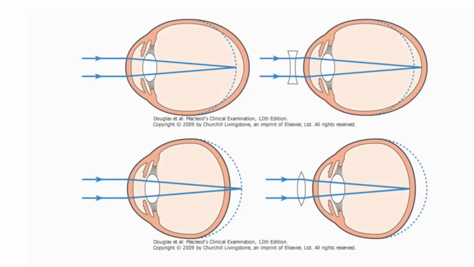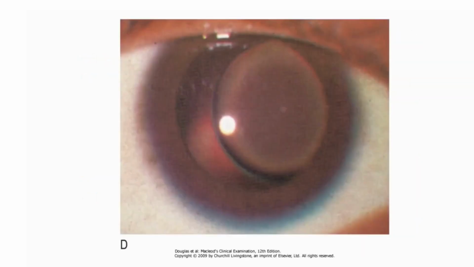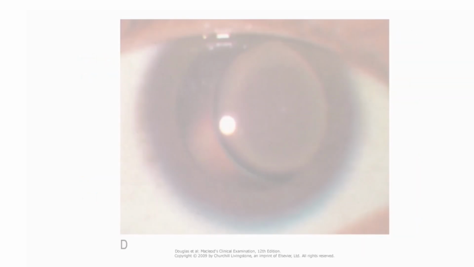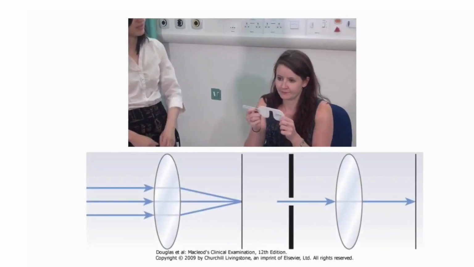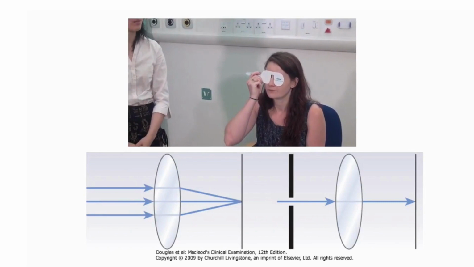Your patient may simply have a problem focusing, referred to as a refractive error, i.e. they're long or short-sighted, or there may be a problem with the eye itself. We can check this by asking the patient to redo the test using pinholes, which will correct for some refractive errors.